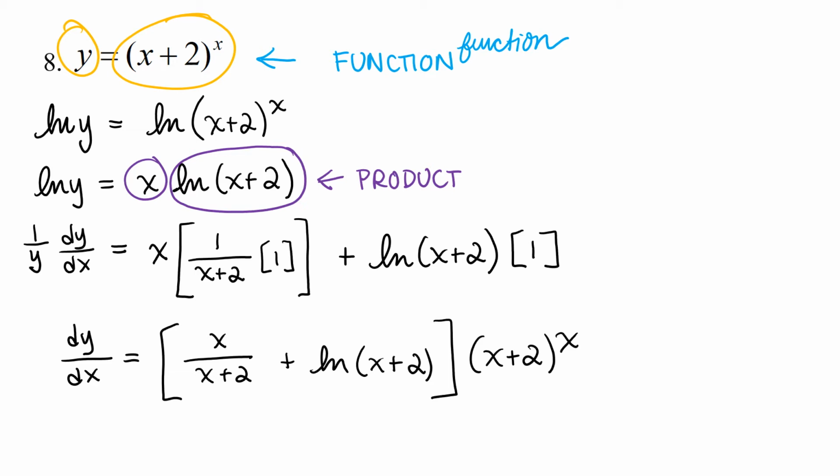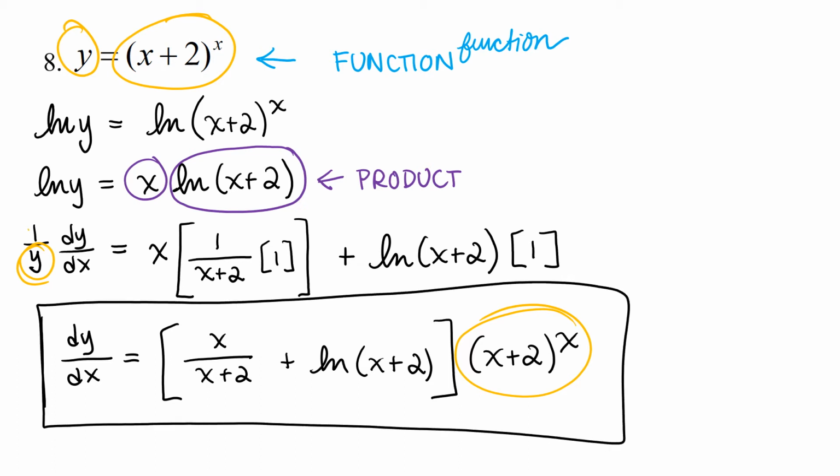So that just comes from multiplying both sides by y. And that is our derivative, which we couldn't have found unless we took the natural log of both sides.